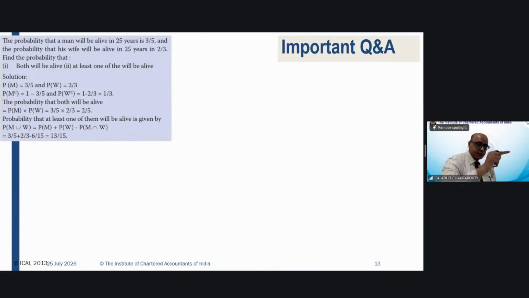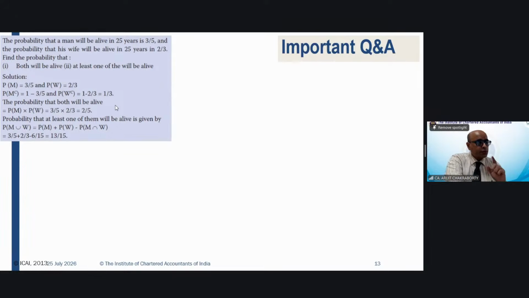Right. So from this, I just thought of drawing your kind attention. Here we see the probability of the man living another 25 years is 3 by 5, and the probability of the wife is 2 by 3. The complementary event, that the man will not live more than 25 years, is given by 1 minus 3 by 5. And the complementary event that the wife will die in the next 25 years is given by 1 minus 2 by 3.